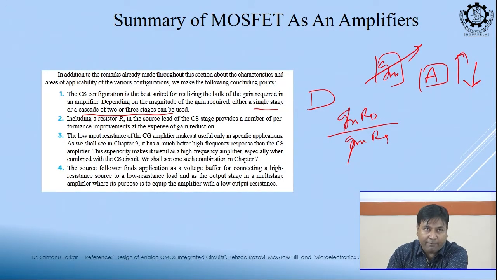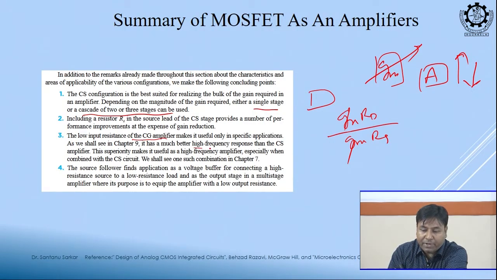You have designed an amplifier and you want its gain to be fixed, but it is changing all the time. In your lab you can do the experiment, it gets heated up, you have a gain of 6, suddenly it becomes a gain of 5, your sine wave is fluctuating, sometimes it is giving more gain, sometimes less, so you have no control and you do not want that. The low input resistance of the common gate amplifier makes it useful only in specific applications.